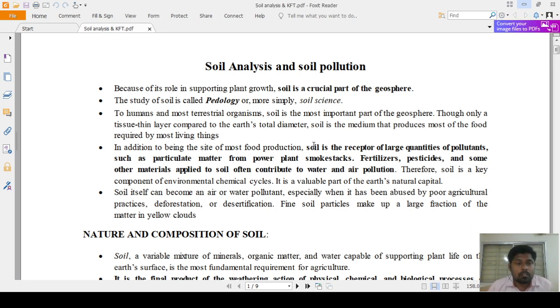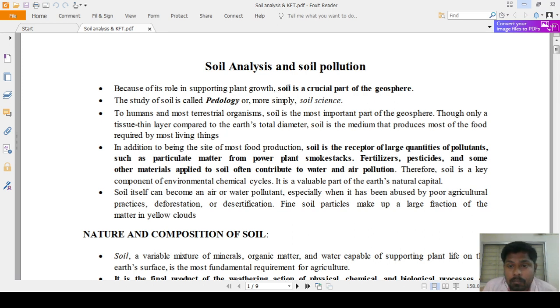First of all, because of its role in supporting plant growth, soil is a crucial part of the geosphere. Some of the points I have already bolded here, so that they may be used for MCQ purposes, fill in the blank purposes, as well as for true/false purposes also.